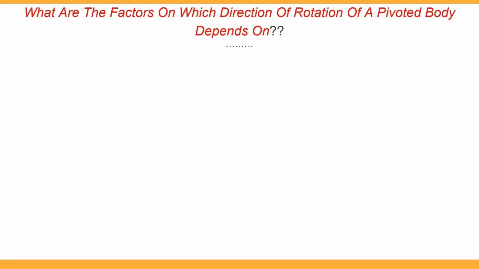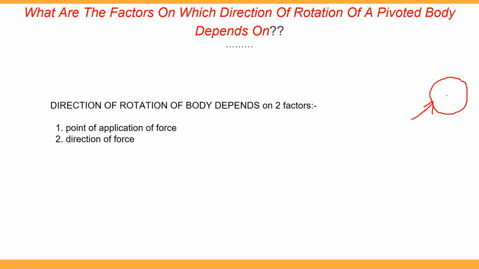So, next is, what are the factors on which direction of rotation of a pivoted body depends? We know that if a body is pivoted at a point and we are applying a force on that body, it can turn the body either clockwise or anti-clockwise. So, what are the factors that determine this? The two factors that determine this are point of application of force and direction of application of force. So let's discuss this in detail.